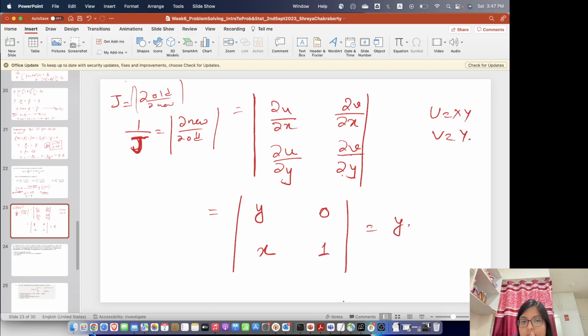So the determinant is y, or we can write it as v, because everything we will be writing in terms of u and v. So let me write 1 by Jacobian is v. Then the mod of this is the absolute value. Okay, so absolute Jacobian will be 1 by v.